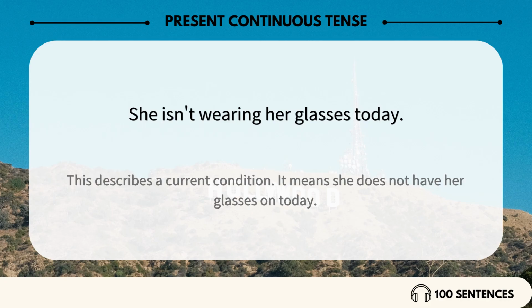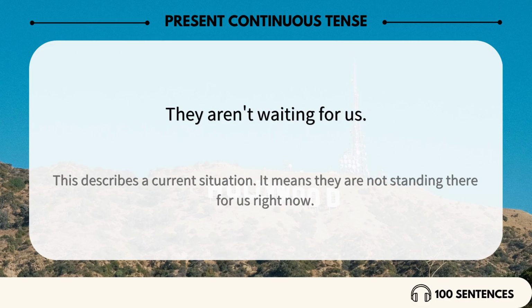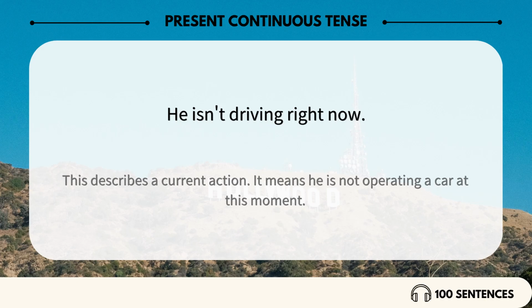She isn't wearing her glasses today. This describes a current condition. It means she does not have her glasses on today. They aren't waiting for us. This describes a current situation. It means they are not standing there for us right now. He isn't driving right now. This describes a current action. It means he is not operating a car at this moment.